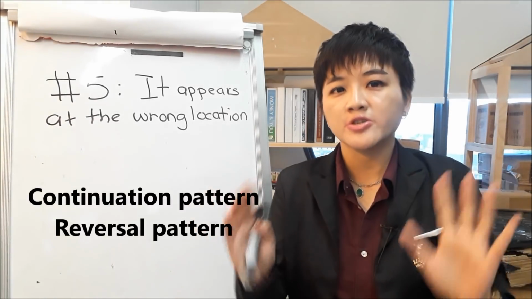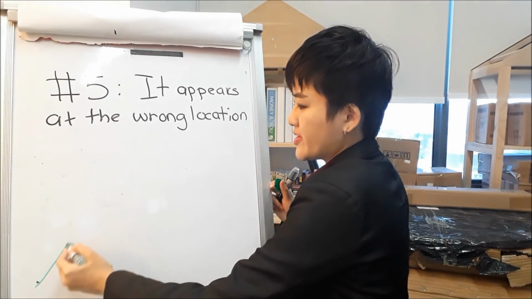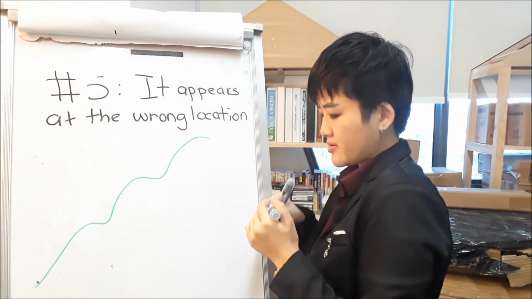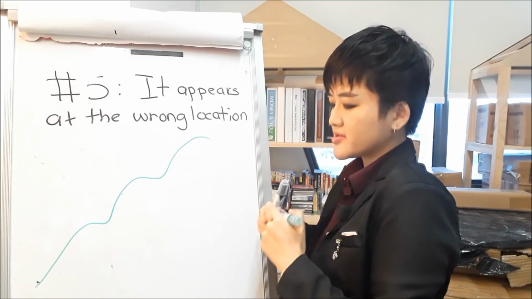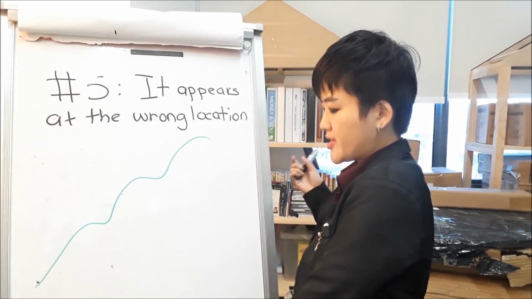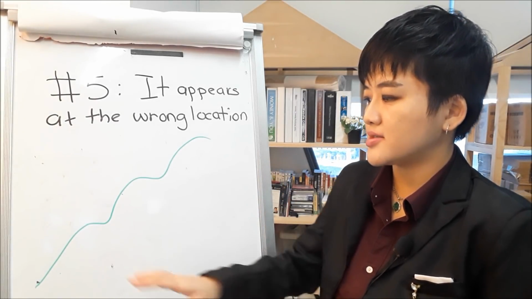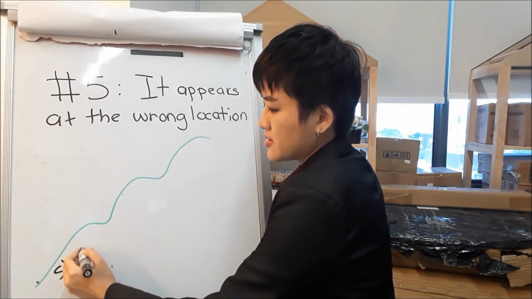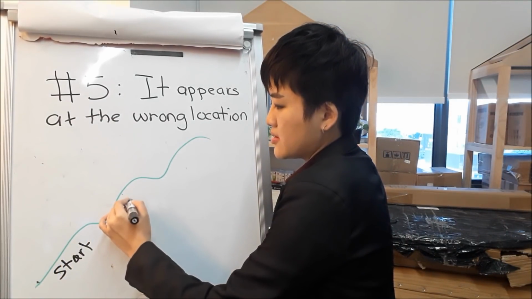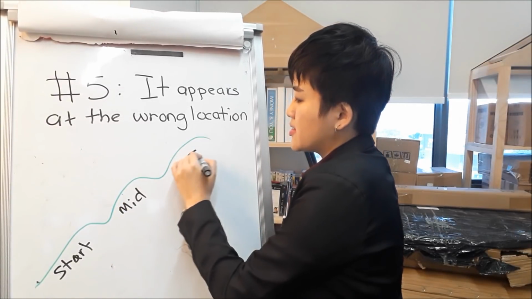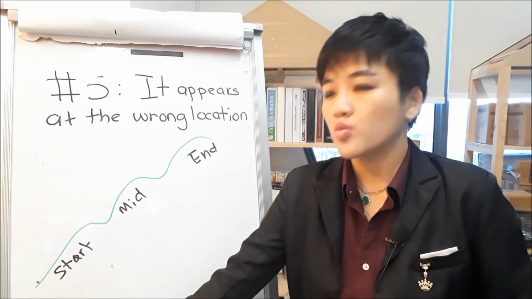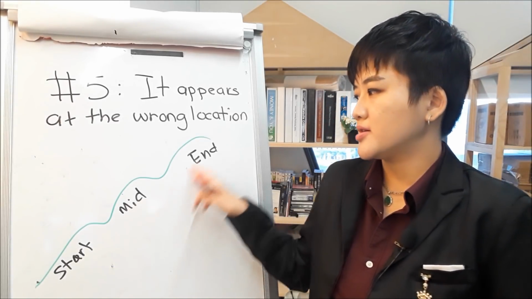Continuation, reversal. Don't confuse these two. So let's say you have a bullish trend. Okay, so let's make things simple. Let's not talk about accumulation, distribution, manipulation. Let's just classify this as start of the trend, middle, end of the trend. What type of candlesticks work better at the start, middle, end?